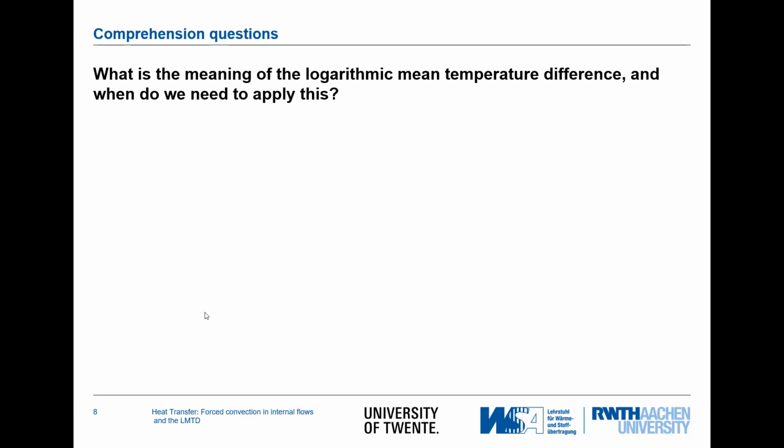Finally, in this video we end again with a question of understanding. What is the meaning of the logarithmic mean temperature difference and when do we apply this? I think we have shown this already in the last slide. The meaning is that it describes the driving potential for the heat flux in case of a constant temperature at the wall. And we can apply this, of course, in internal flow configurations, so for instance a pipe flow or a flow between two plates.